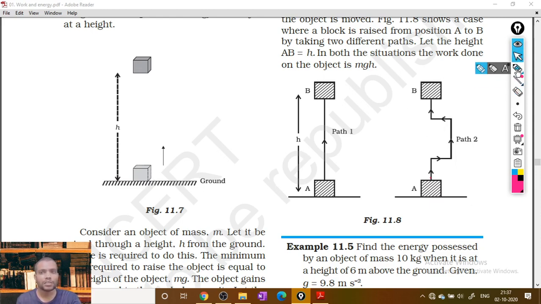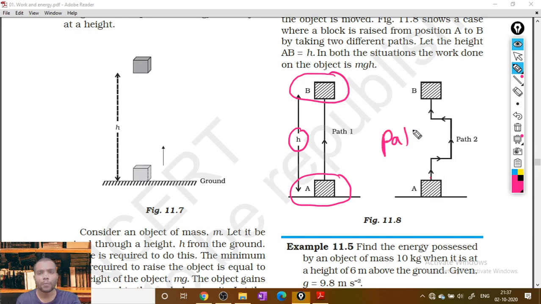Where is the initial position? It is on the ground. And where is the final position? It is here, at a certain height. It only depends upon the initial and final position. It does not depend on the path it has taken.